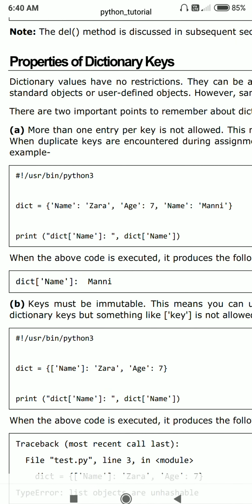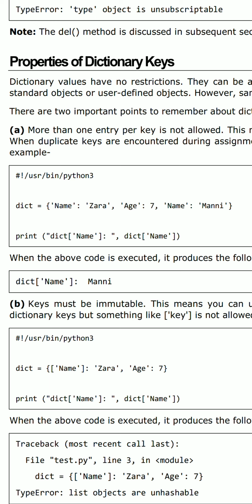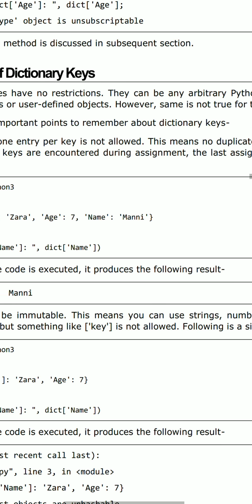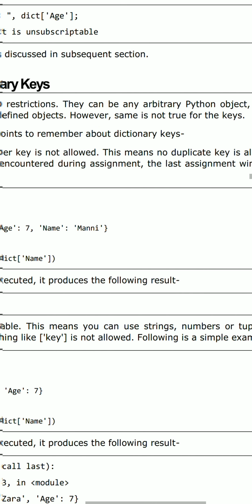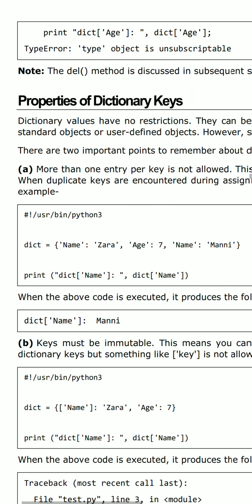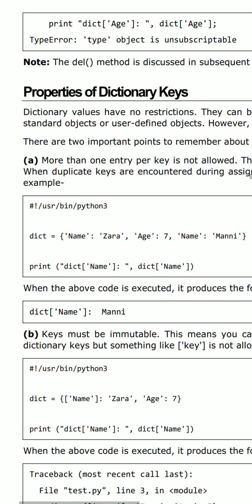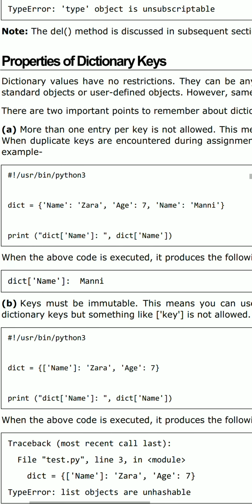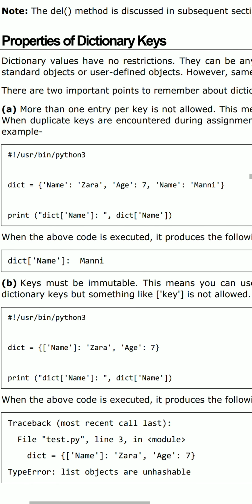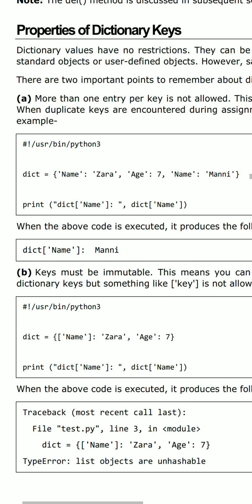Next one, the properties of dictionary keys. Dictionary values have no restrictions. They can be any arbitrary Python object, that means they are either standard objects or user defined objects. So consider this in order to understand the properties of dictionary keys. I consider the following example.